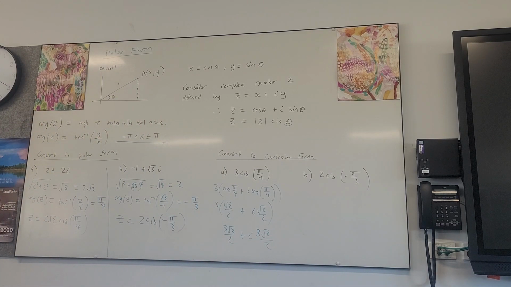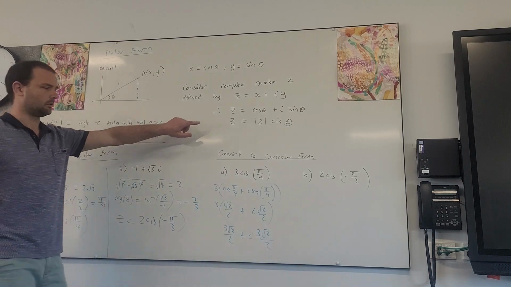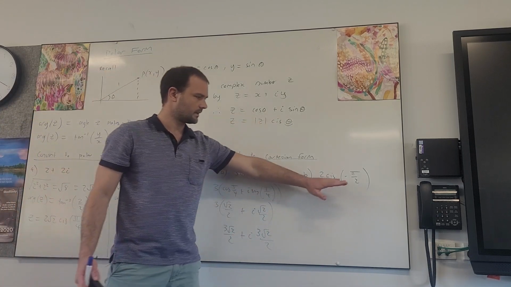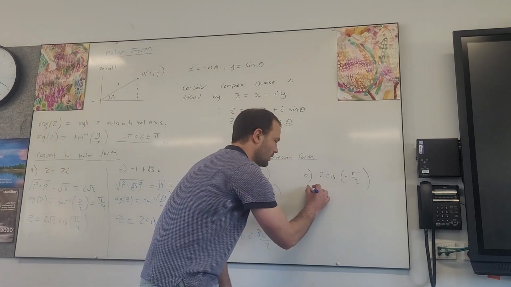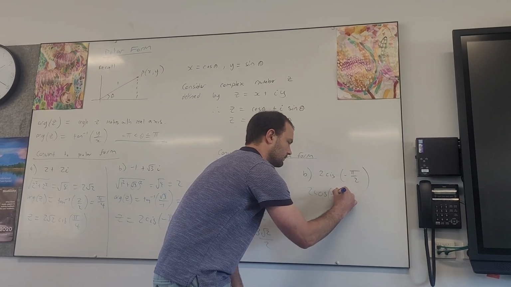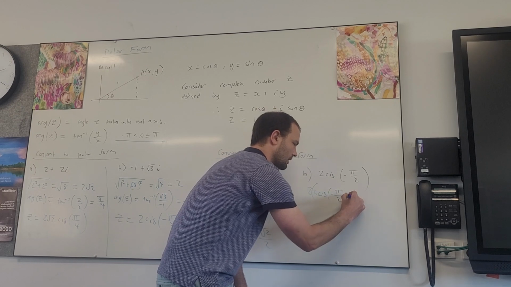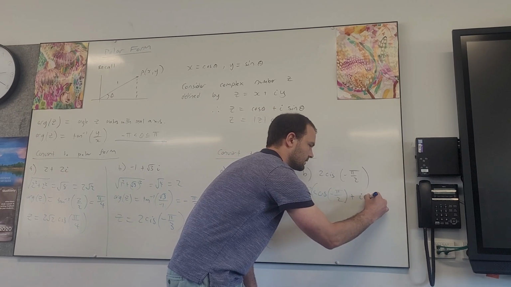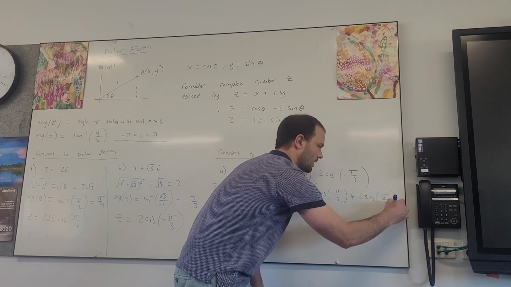So there's two ways we can express a complex number. This is called Cartesian form, and then we have polar form. Next one here, 2 cis of minus pi on 2. That's going to become 2, I'll leave the 2 out the front for now, cos of minus pi on 2 plus i sine of minus pi on 2.